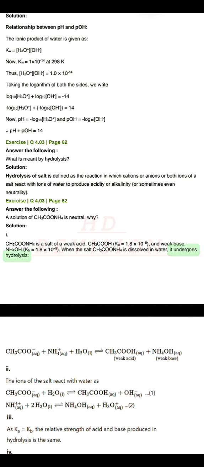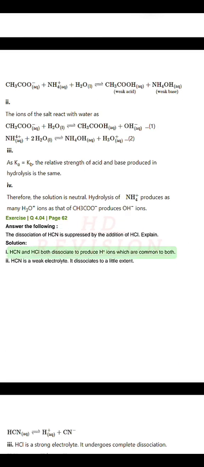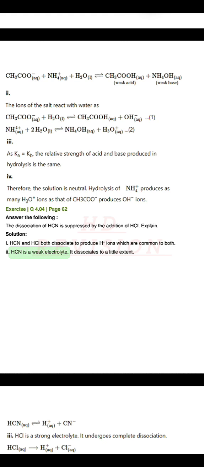Exercise Q 4.04, page 62. Answer the following. The dissociation of HCN is suppressed by the addition of HCl. Explain. Solution. HCN and HCl both dissociate to produce H+ ions, which are common to both. HCN is a weak electrolyte. It dissociates to a little extent.